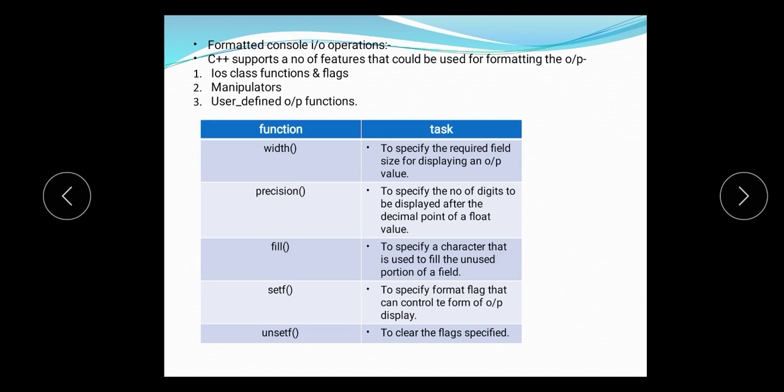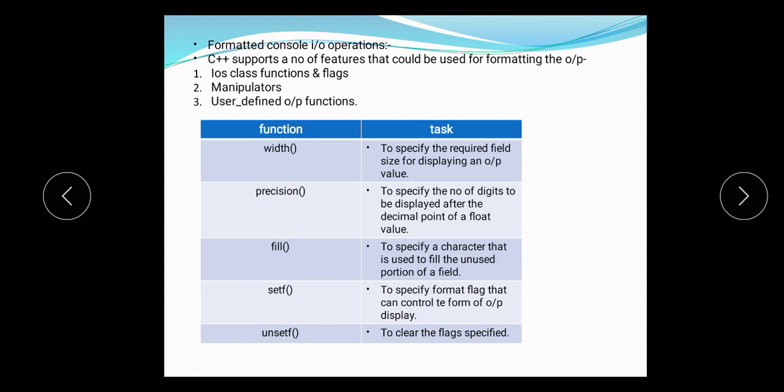First is the ios class functions and flags. Second is the manipulators, and third is the user-defined output function. In this case we see what the different ios class functions are, and in the next session we see what the manipulators and user-defined output functions are. So the ios class functions are listed here. There are 3 ios class functions as well as 2 flags.